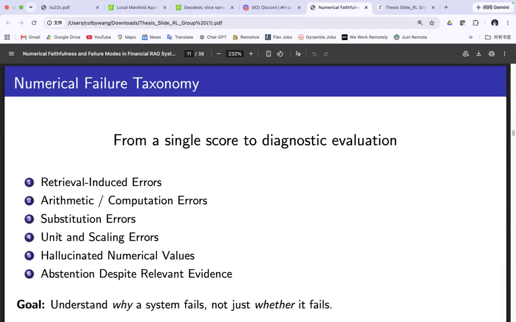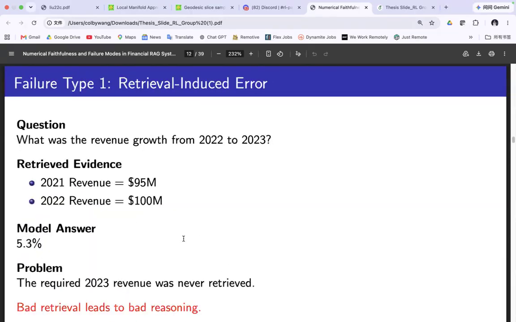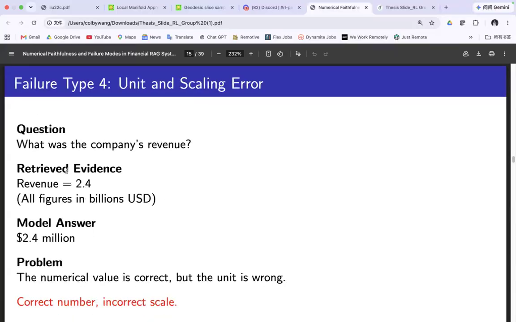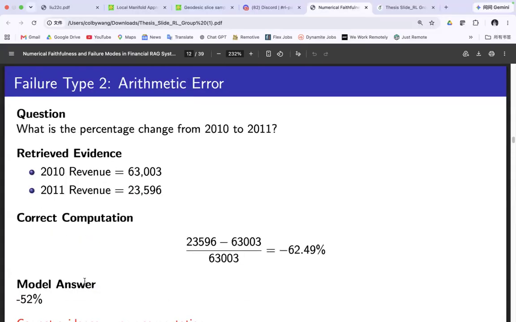The fourth type is what we call unit and scaling errors. Basically, this is a mismatch in units. So let's suppose the retrieved evidence says that the revenue was 2.4, with all figures in billions USD. But let's say the model says, oh, the revenue is 22.4 million. So clearly the units are not matching. The problem is the number was actually correct, but the scale and the unit are incorrect.